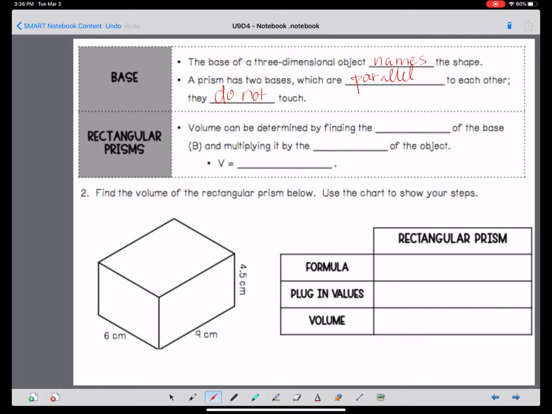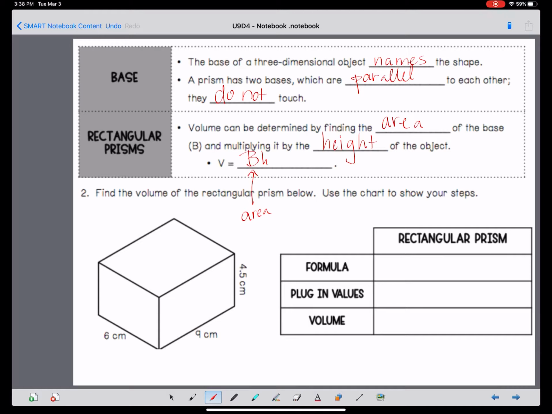All right, so with rectangular prisms, volume can be determined by finding the area of the base and then multiplying it by the height of the object. So let's go ahead and find the area of the base and then multiply it by the height of the object. So here's how we would write that. Base in all caps and then height would be lower. Because the base is in all caps, this means we need to find the area of the base first and then multiply it by the height.